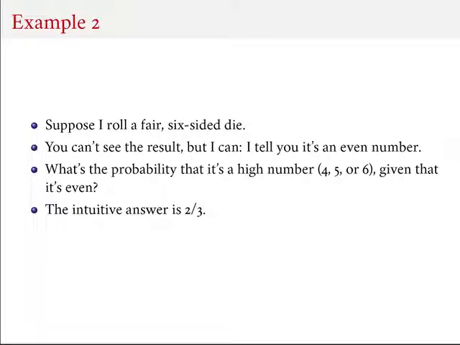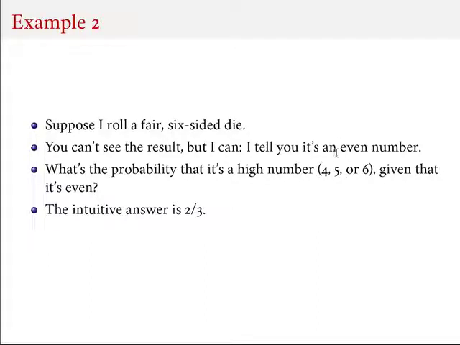The intuitive answer to this question is 2/3. That's because if you think of all the even numbers, 2, 4, and 6, 2 out of 3 of those even numbers that it could have landed on are high, i.e. 4 is high and 6 is high. And the final even number, 2, is not.